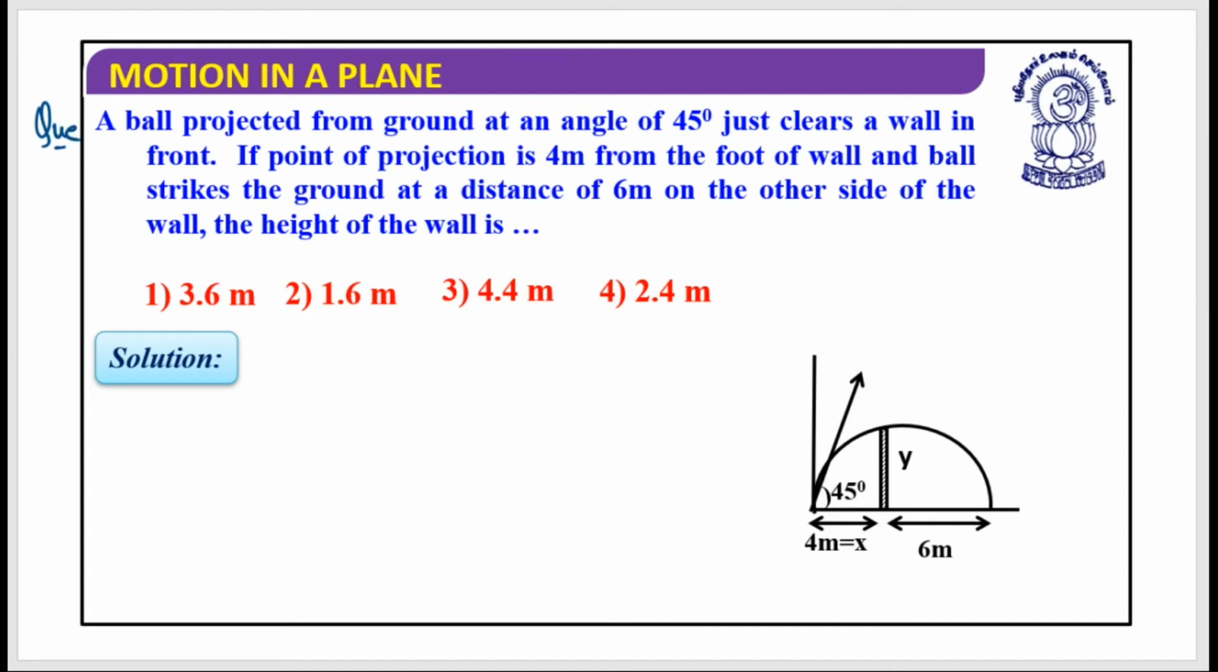What does it say? It says a ball projected from ground at an angle of 45 degree just clears a wall in front. If the point of projection is 4 meter from the foot of the wall, and the ball strikes the ground at a distance of 6 meter.